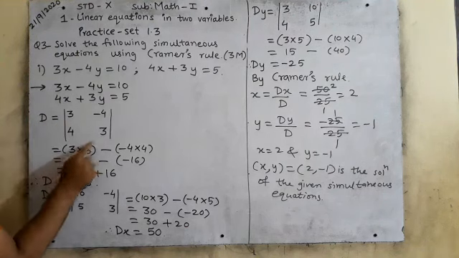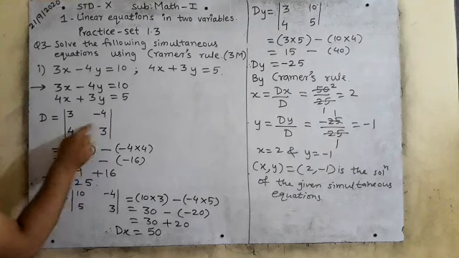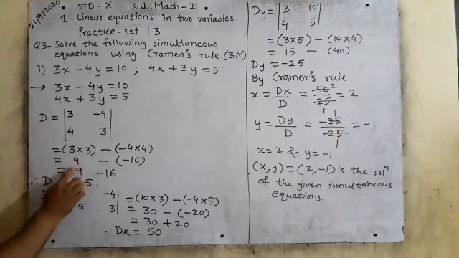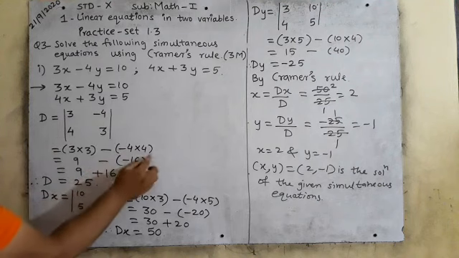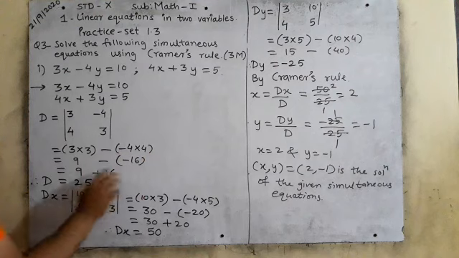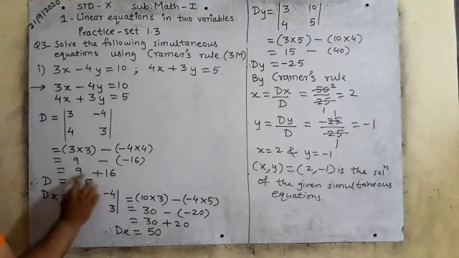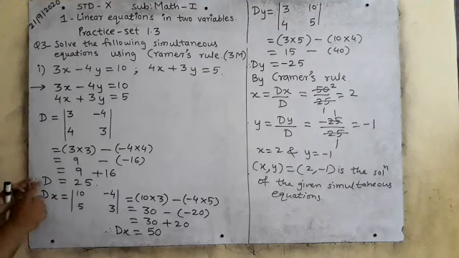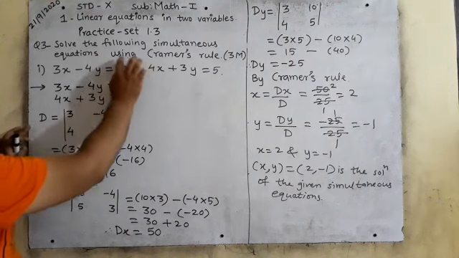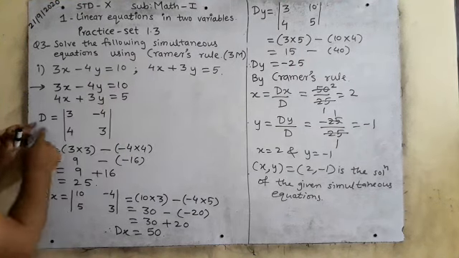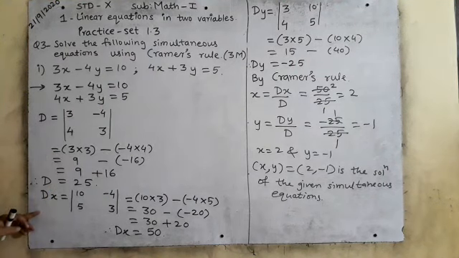How? 3 will multiply with 3, minus 4 will multiply with 4. 3 threes are 9, minus 4 multiplied by 4 is minus 16. So 9, minus multiplied by minus is plus 16. 9 plus 16 is 25. This is the value of d, the determinant. Clear? Now by Cramer's rule, after d we will find out dx.